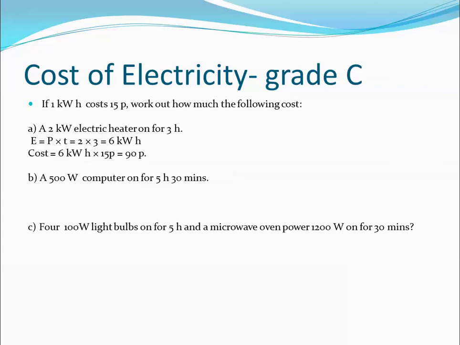Right, here are the solutions. What we've got to do is change 500 watts into 0.5 kilowatts, and 5 hours 30 minutes into 5.5 hours. Once we're in the correct units, we multiply the numbers together to get our 2.75 kilowatt hours. And then we multiply that by 15 pence to get 41.25 pence.